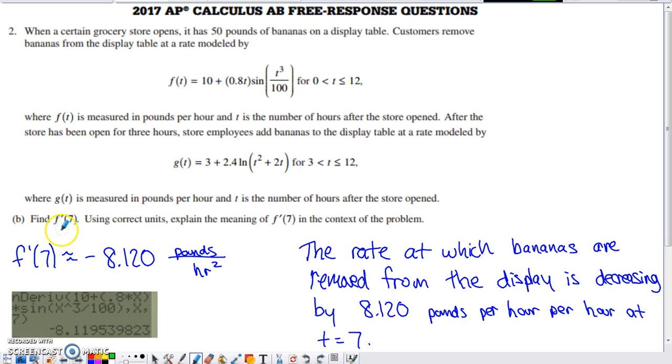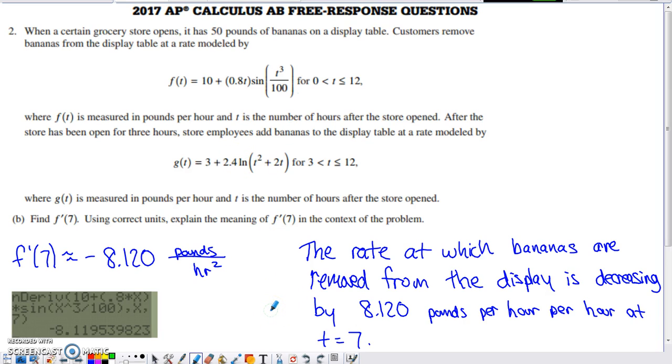Part B asks you to find f prime of 7. Using correct units, explain the meaning of f prime of 7 within the context of the problem. So if you look at this function, f of t, it's something that you can take the derivative of by hand. The derivative of 10 is 0. The derivative of this, well, that's going to get a little dicey because you're going to have to use a product rule. You're going to have to finish that product rule with a chain rule, and that's fine. You can definitely do this piece of the problem that way.